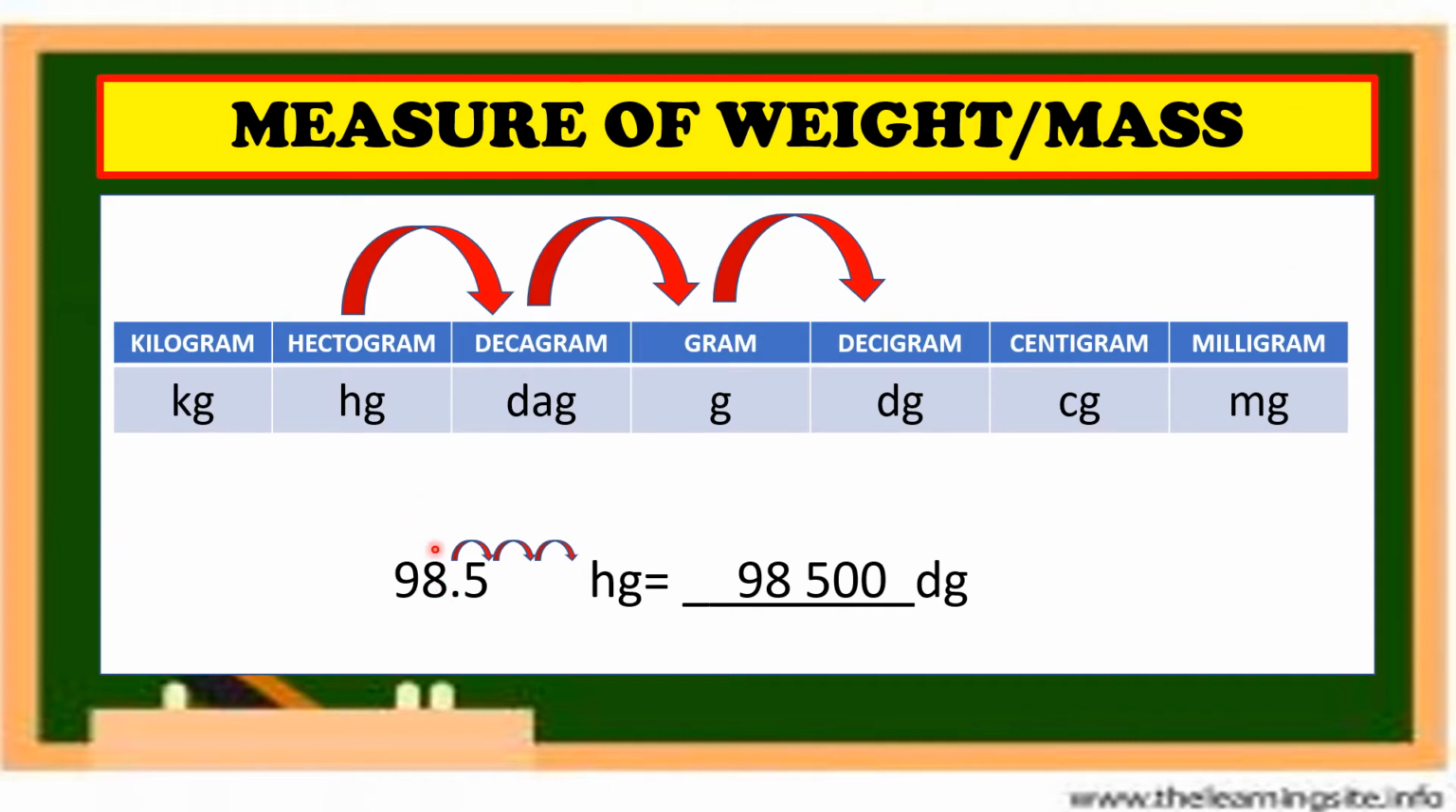So we need to convert 98 and 5/10 hectograms to decigrams. This is hectogram to decigram, and that is 3 movements to the right. Since that is 3 movements to the right, we need to move the decimal point 3 places to the right. So this is 1, another 1, another 1. So it will become 98,500 decigrams.